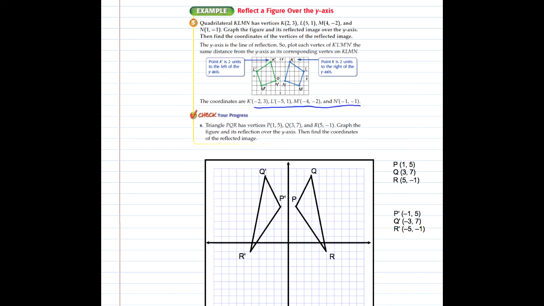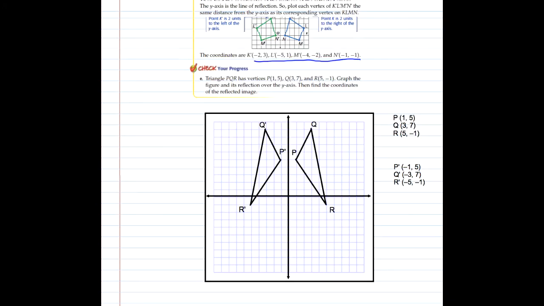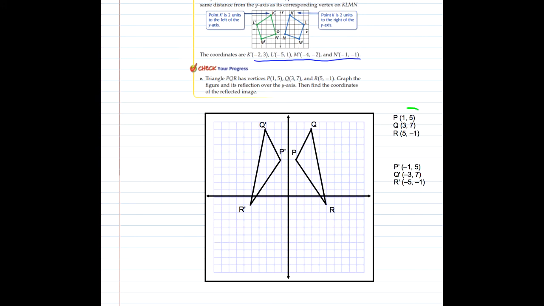And again, if I go down to this example, you can see it a little better. I've graphed triangle PQR right here, and I've graphed the triangle P prime, Q prime, R prime. And what you'll notice here, now because I'm reflecting over the y-axis, which is my vertical axis, is that the y values remain the same, and the x values become the opposites. These are the x's. These are the y's. So P is 1. P prime is negative 1. The y value is 5 in both cases.